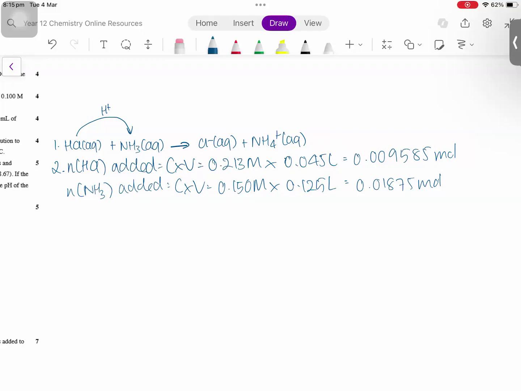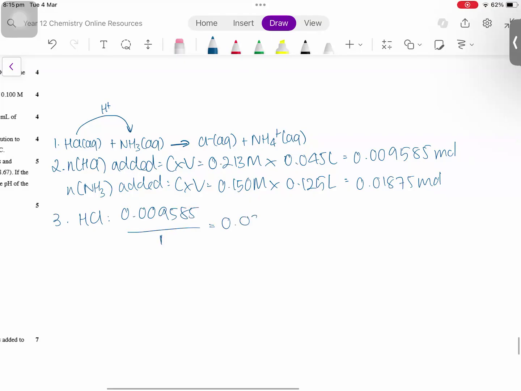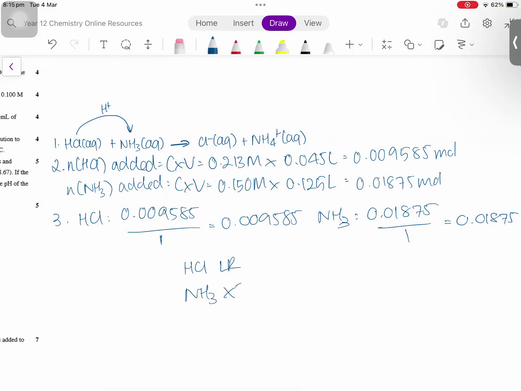You've got the moles added. You want to figure out what's in excess. You need to check your limiting reagent first. Once again, I know it's a 1-to-1 ratio. I'm not going to skip the steps though, so that you have everything to refer back to in future. To check the limiting reagent, take the moles, 0.009585, divided by the coefficient in the equation, which in this case is 1 for both of them. Your smaller number is going to be your limiting reagent. The number for HCl is smaller than the number for NH3. So HCl is your limiting reagent and NH3 is in excess.